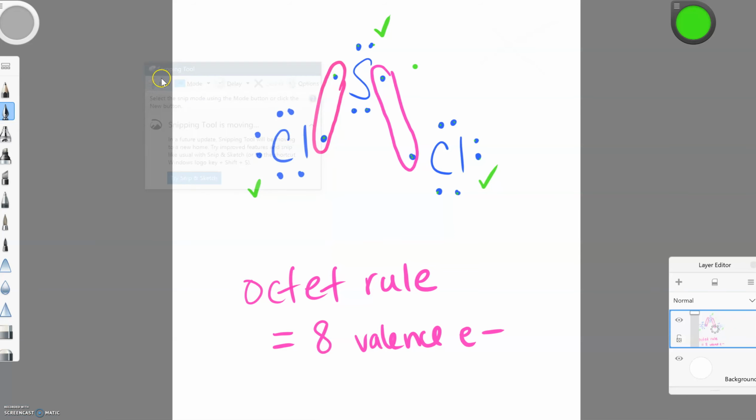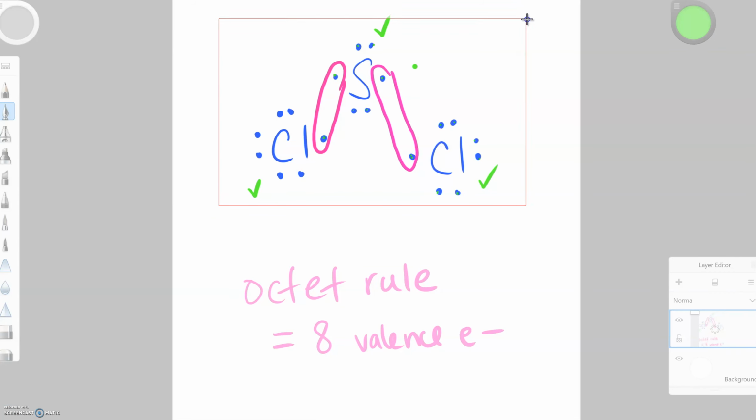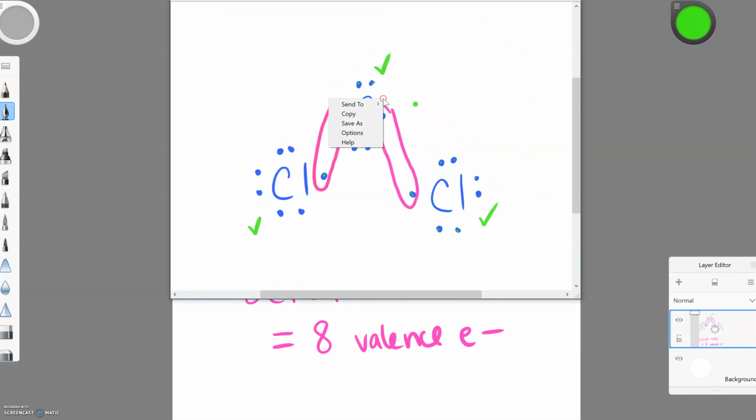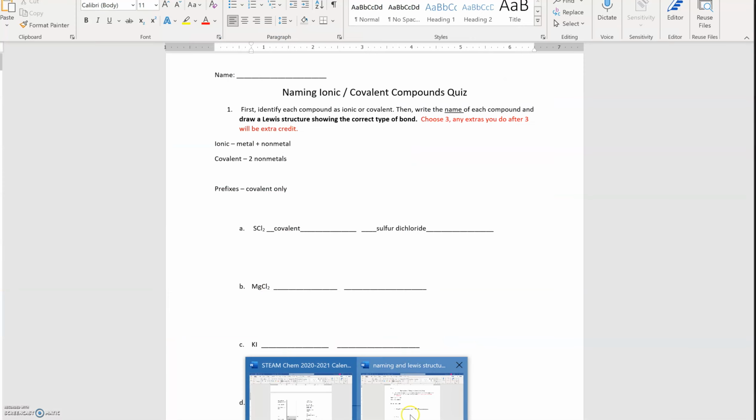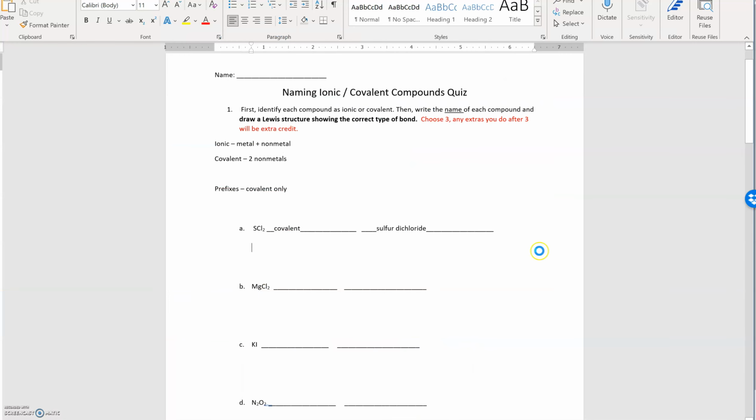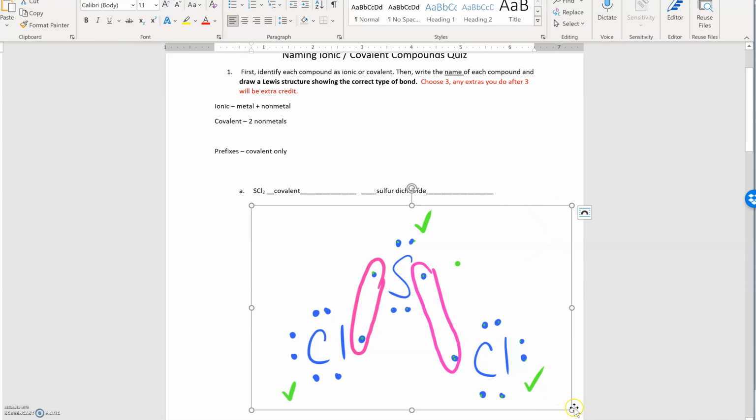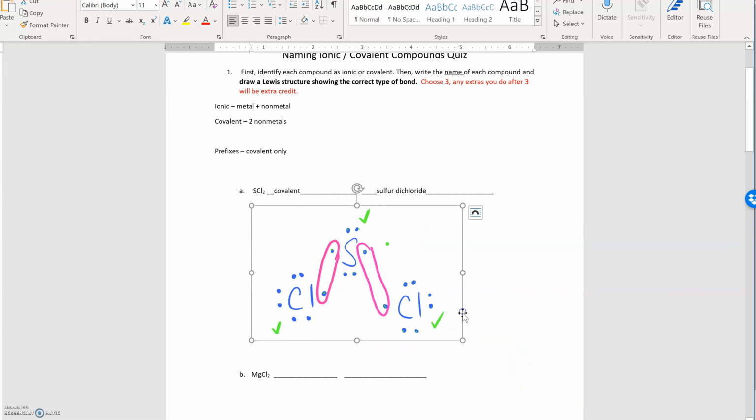And I'm going to go ahead and copy paste that into my quiz. And so this is complete. You don't have to do the little check marks. That's just how I keep track that I'm following the octet rule. And then I'm going to paste my Lewis structure into my assignment here. And again, if you're doing this, you can do it on paper. You don't have to do it on the computer.